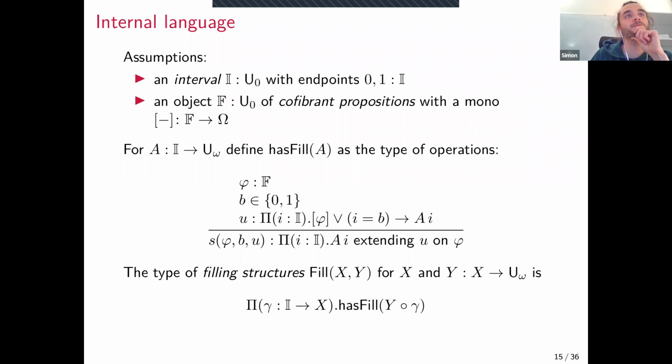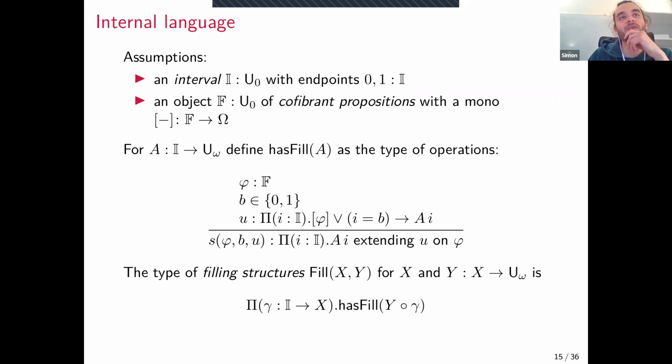Okay, so now with this, we need some first assumptions. I will assume that we have an interval, which is really just a presheaf with two endpoints, and it should live in the lowest universe. And I further assume I have some kind of an object F, also small, which I call the cofibrant propositions, or before I called them phase formulas. Each of these should give me a proposition, so I have a mono from the cofibrant propositions to the subobject classifier.